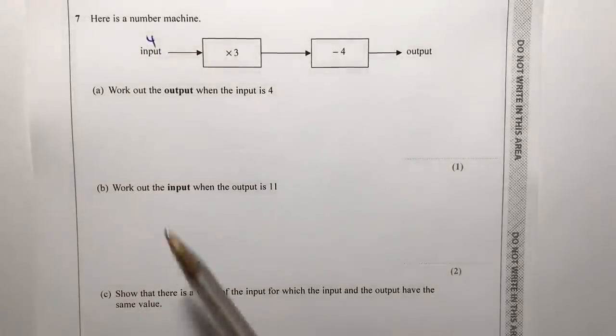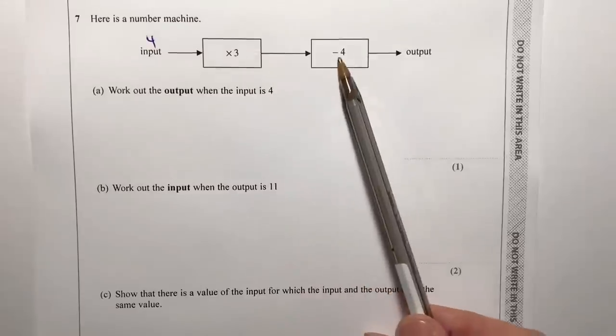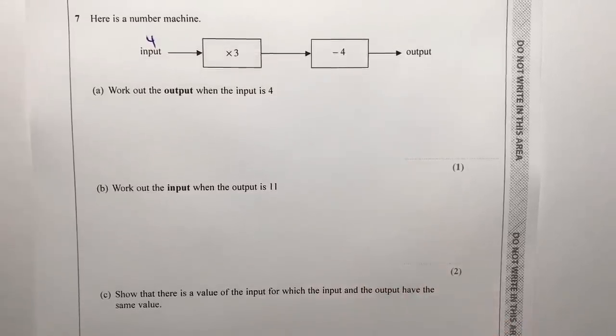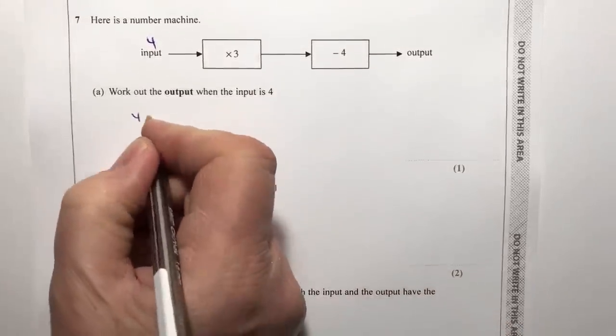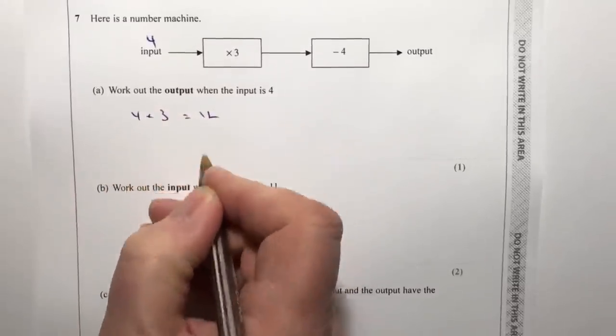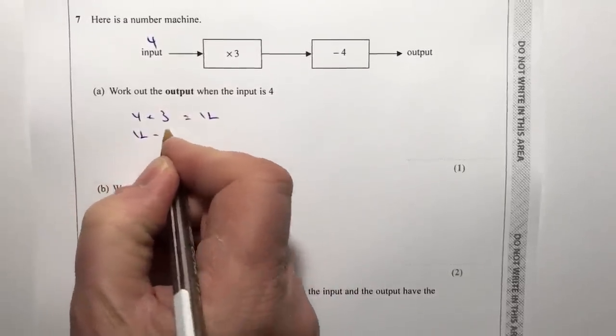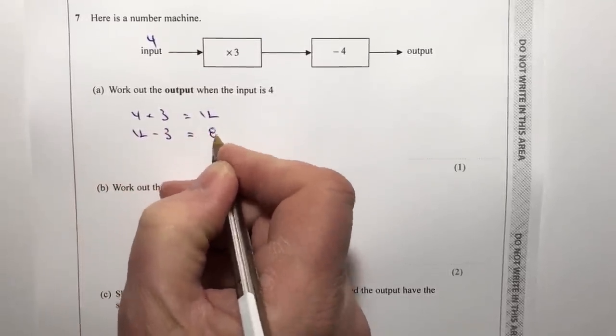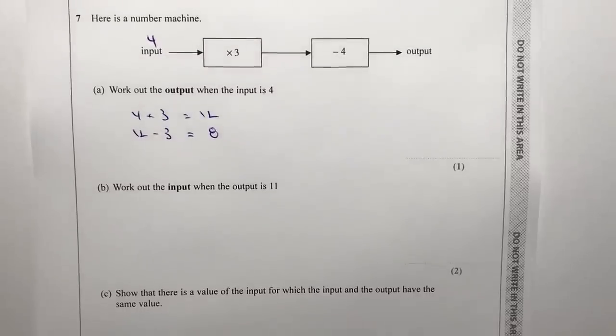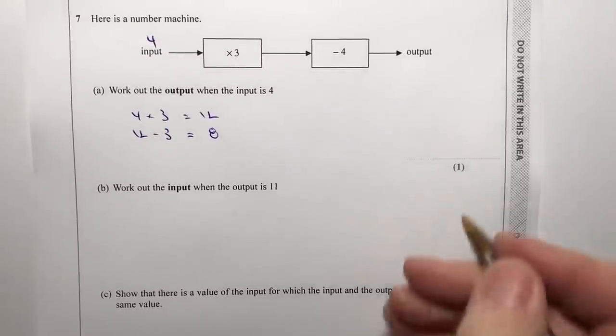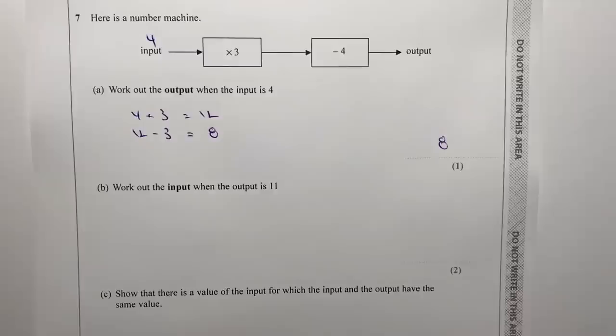And then what we're going to do is multiply it by 3 and then take 4 away. So if we do that, we've got 4 times 3, which equals 12. And then we've got 12 minus 4, which equals 8. So therefore, with this particular input-output machine, we're going to have an output of 8.